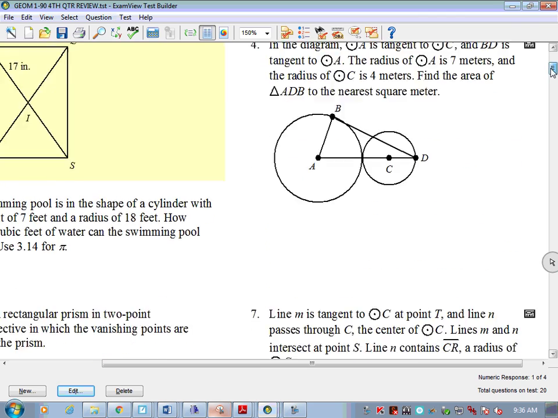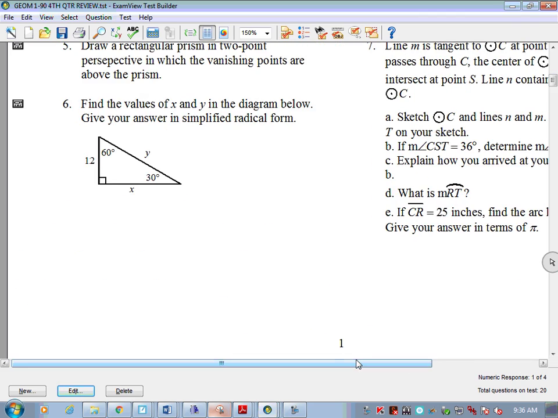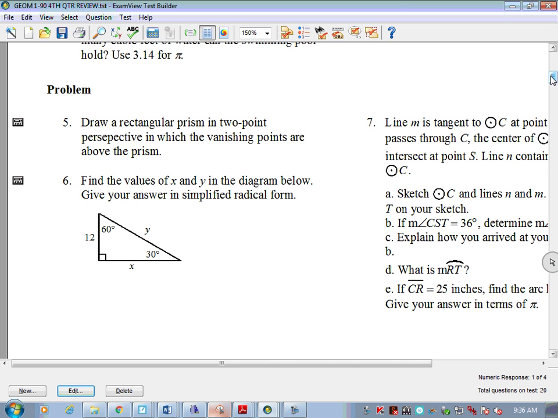All right. What are we ready for? Number 5. Where is number 5? All right. Draw a rectangular prism in 2-point perspective in which the vanishing points are above the prism. I'm going to just, okay. My vanishing points, if I'm looking, basically it's something like, this gets tricky. And I don't know if we'll see a question like this. Vanishing points should be up here.